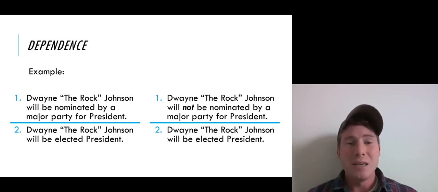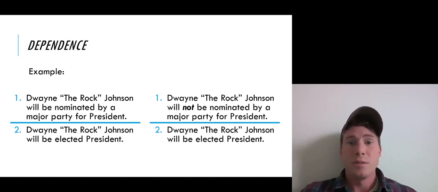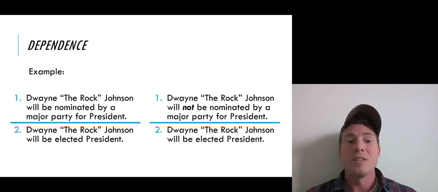That's because there's dependence between the proposition that The Rock wins a major party nomination and the proposition that The Rock becomes president, right? If we are given as a premise that The Rock will be nominated by a major party for president, it supports the conclusion that he will be elected president. Whereas the negation of that premise, namely the proposition that he will not be nominated, fails to support that conclusion that he will become president. So we have a clear dependence here, right? In general, if someone's nominated by a major party for president, that is evidentially relevant to whether or not they'll become president.